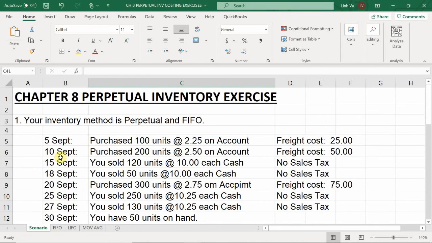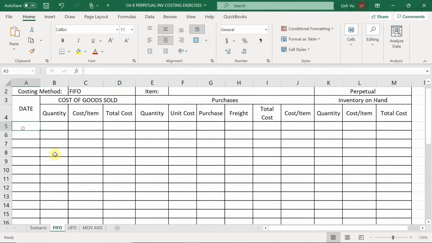Assume that your inventory method is perpetual and it is FIFO, so first in, first out. On September 5th, we purchased 100 units at $2.25 each on account with freight of $25. So here it is, September 5th, and we're going to skip this section here. 100 units at $2.25 each with a freight of $25.